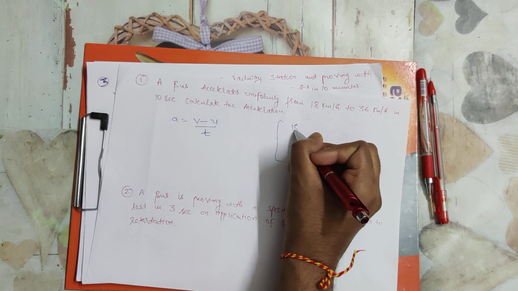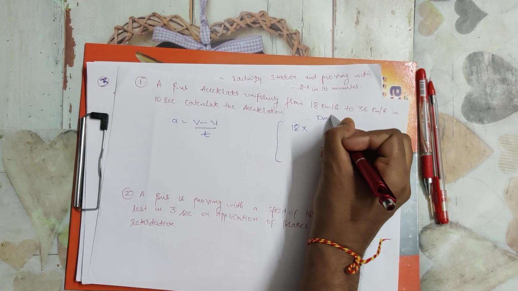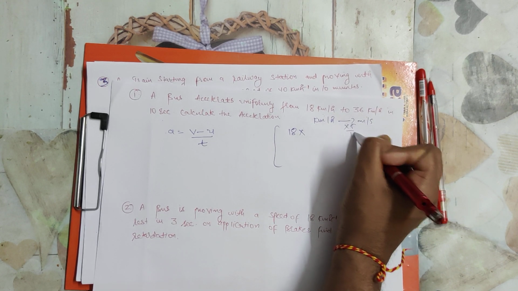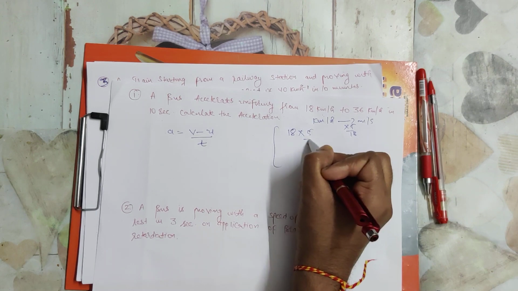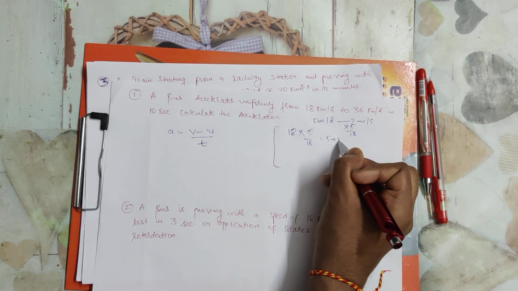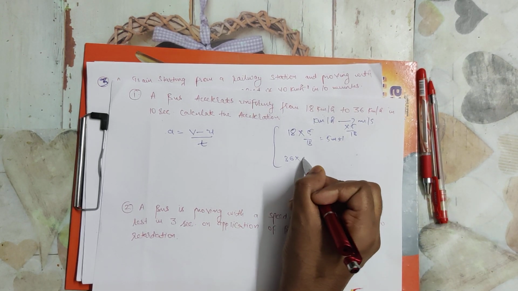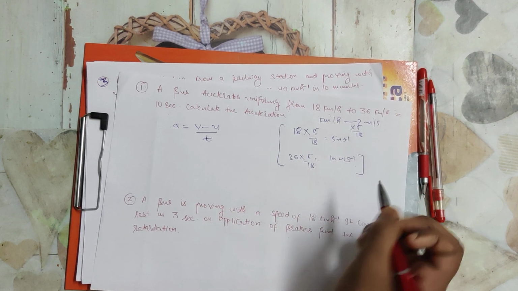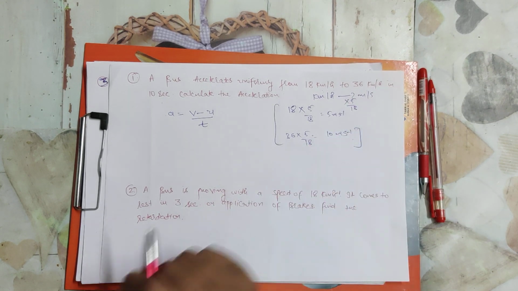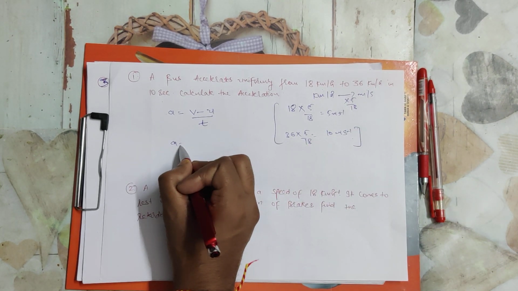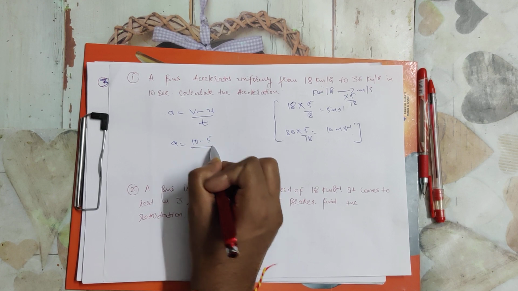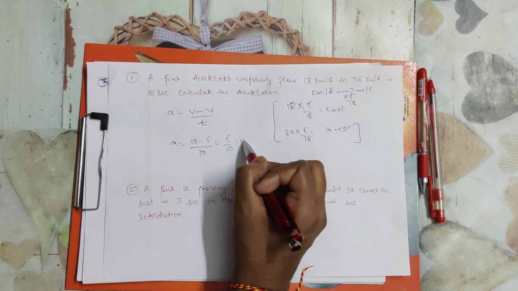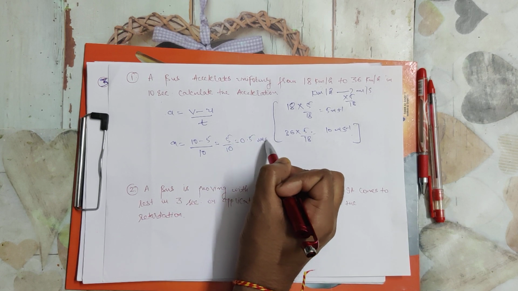So you know that to convert kilometer per hour to meter per second, I have told you many times, multiply by 5 by 18. So 18 becomes 5 meter per second, and 36 into 5 by 18 will be 10 meter per second. This is 5, so this is final, this is initial, so it would be 10 minus 5 divided by time, that is 10 seconds, that is 5 by 10, and you can say that 0.5 meter per second square.